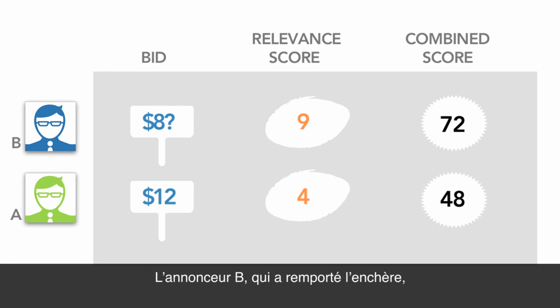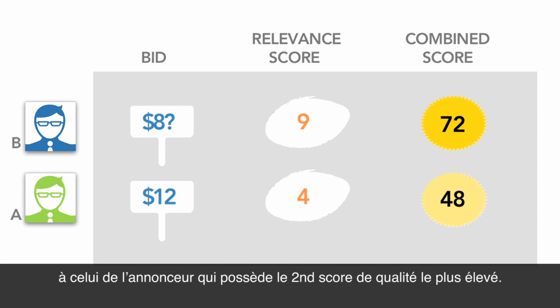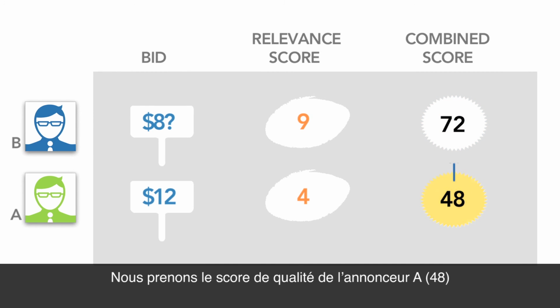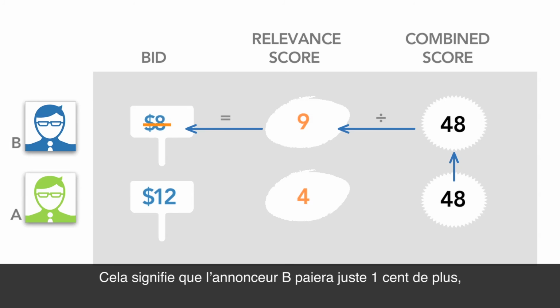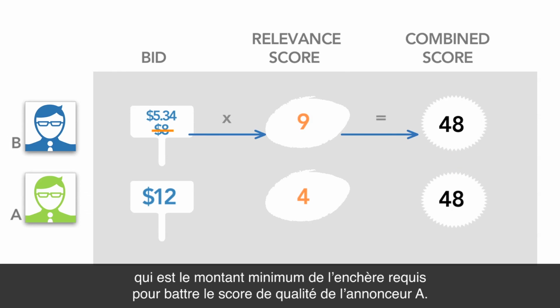Advertiser B, the winner of the auction, only has to pay enough to make his combined score higher than the advertiser with the next highest combined score. So how is the amount calculated? We take advertiser A's combined score of 48 and divide it by advertiser B's relevance score of 9. That means advertiser B will pay just 1 cent more, or $5.34 cost per click, which is how high their bid would need to be to beat the combined score of advertiser A.